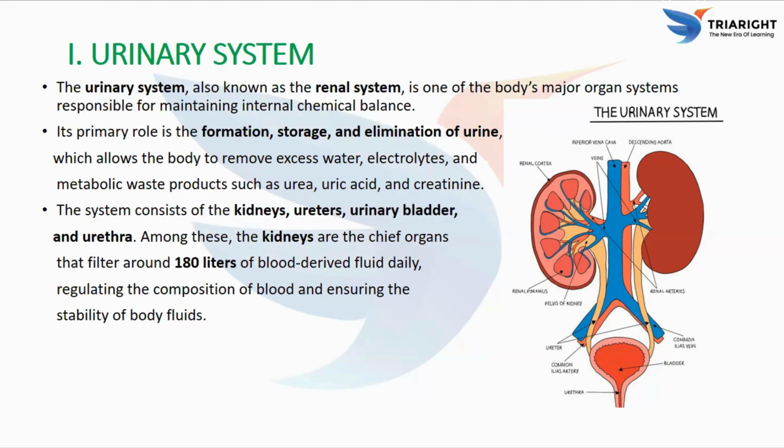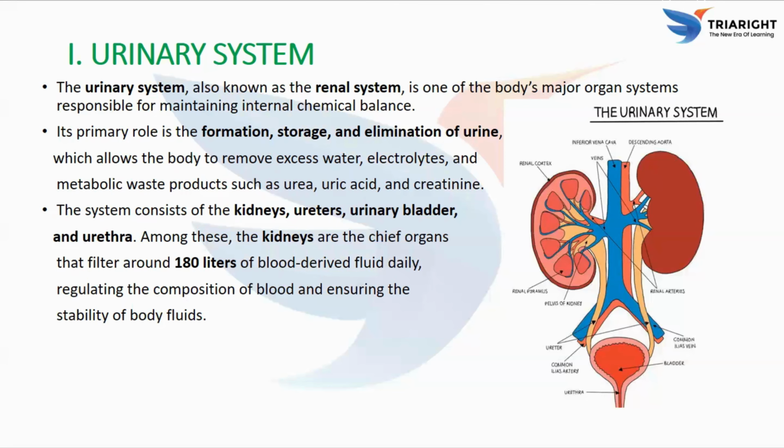So urine passes out of the body, removing excess water, salts or electrolytes, and metabolic waste products like urea from protein metabolism, uric acid from nucleic acid metabolism, and creatinine from muscle activity. So the urinary system behaves like a water and waste control machine. So what are the organs of the urinary system? Kidneys, which filter blood and produce urine. Ureters, the tubes that carry urine from the kidneys to the bladder. Urinary bladder, which stores the urine. Urethra, which releases the urine out of the body.